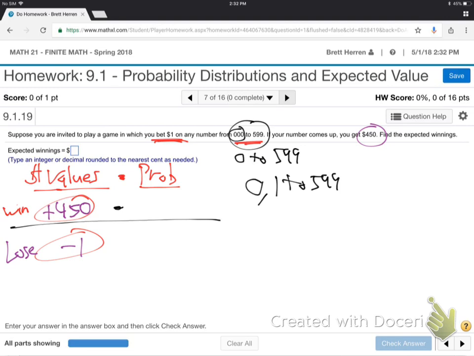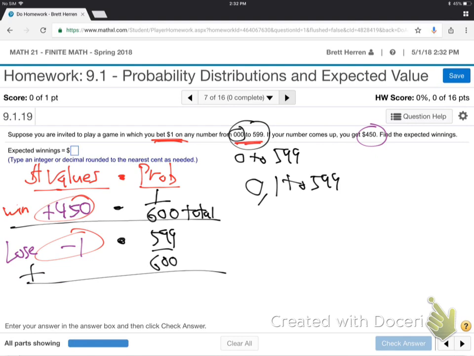So what's the chance you're going to win? 1 out of 600. Right? You're only betting on one number out of 600 total. Remember, probability always has total at the bottom. And on the top, the number of ways of winning. There's only one number. And what's the chance you're going to lose? What's the probability of losing? 599 out of 600. Remember, total always goes on the bottom. So remember what we have to do now? Just multiply those and add them up, right?